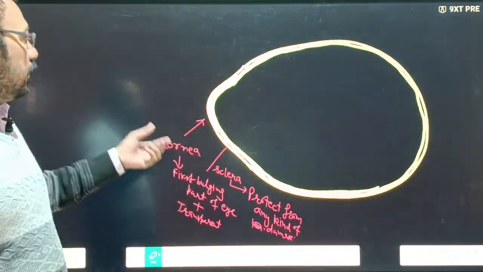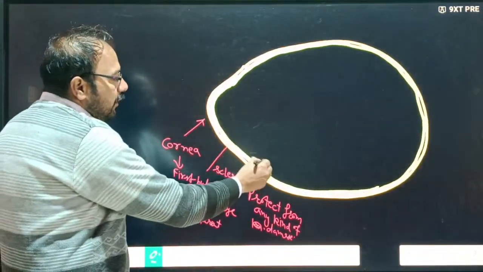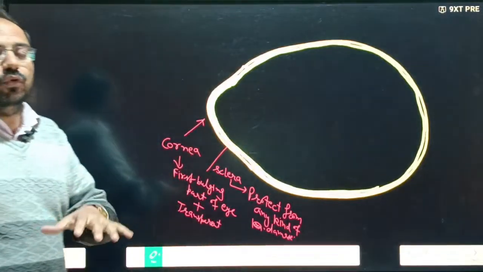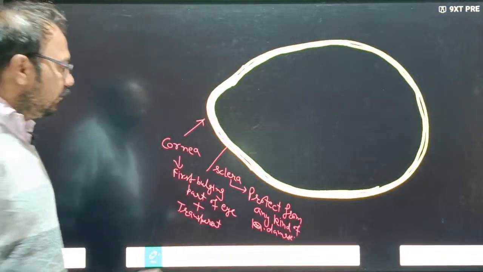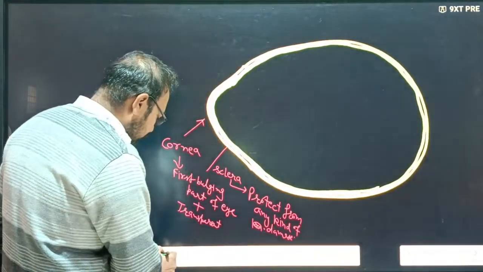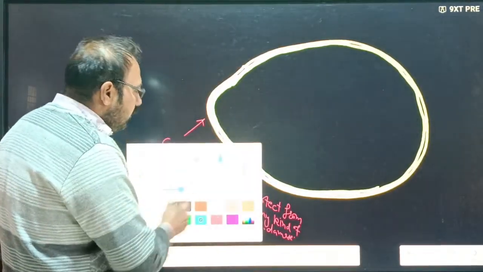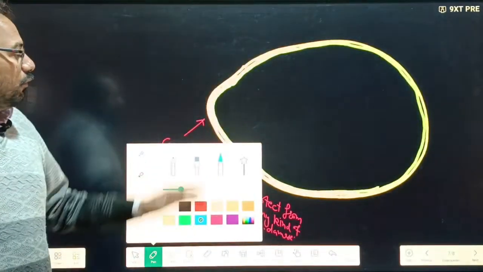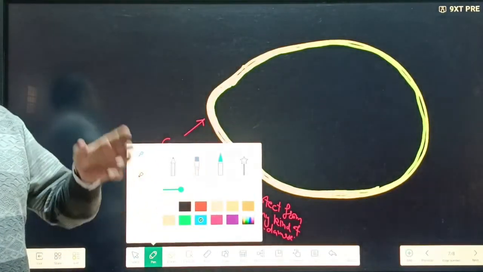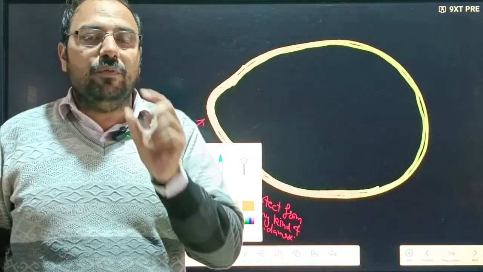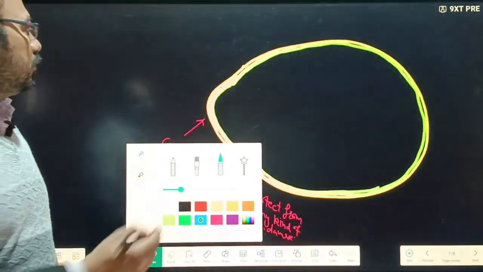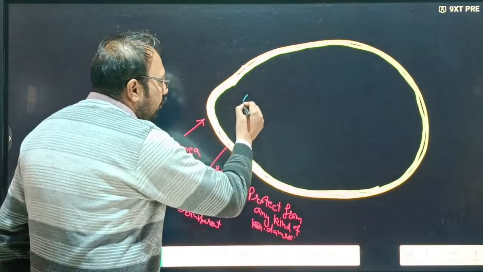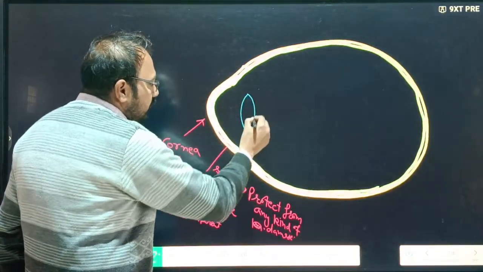After the sclera there is some gap. This gap contains aqueous humor. And after the aqueous humor comes the iris, and after the iris comes the pupil, and behind the pupil there is a lens. So basically here we make a lens, this is a lens.